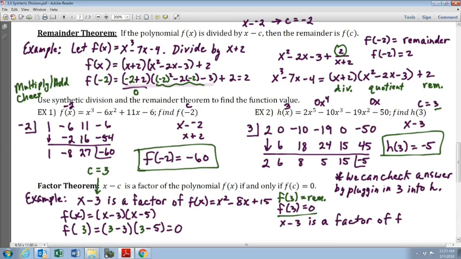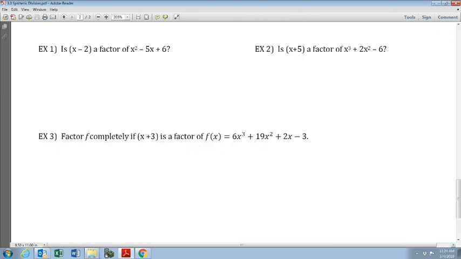And in fact, that's all we needed to show, and so this does go both directions. All right, let's go ahead and look at a couple of examples where we use the factor theorem. So on number 1, it says, is x minus 2 a factor of x squared minus 5x plus 6? Well, it is if we do synthetic division and we get a remainder of 0. So let's go ahead and do that.